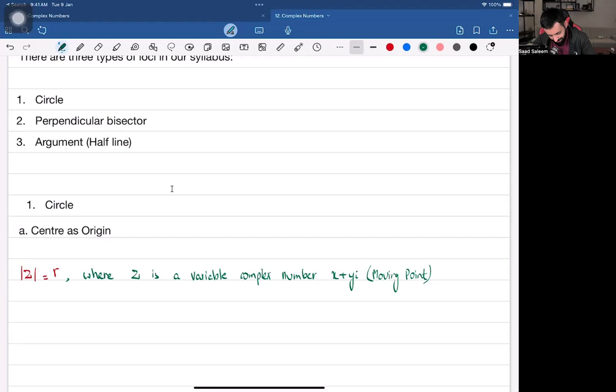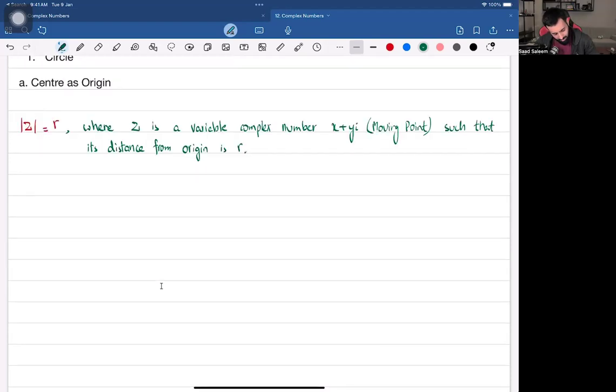Now what is this suggesting? If z is a variable complex number, this modulus of z equal to r suggests that its distance is equal to r, such that its distance from the origin, which is where we measure the distance from, is r. Now imagine a simple scenario. Imagine that I tell you that on the xy plane, there is a complex number.